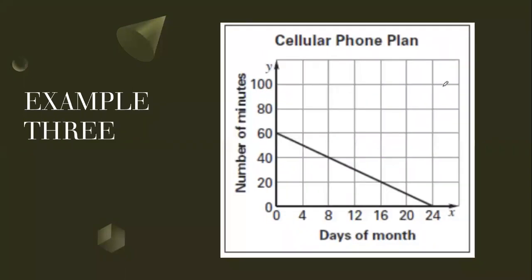We'll do one more and then we'll go on to today's activity. All right. Cellular phone plan, whatever that says. All right. Is my slope positive or is it negative? Negative. Awesome. Yes. So my slope is negative.